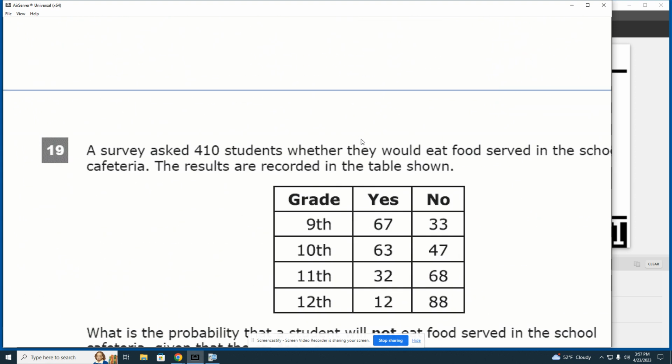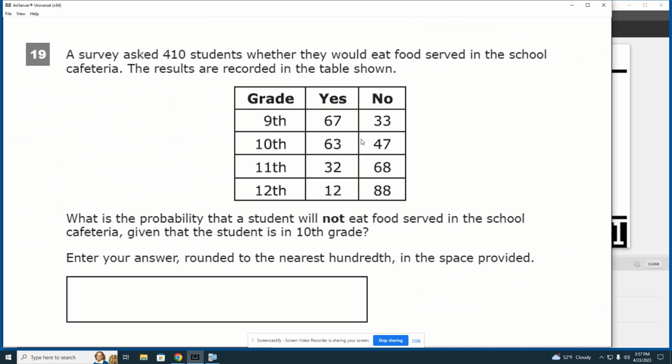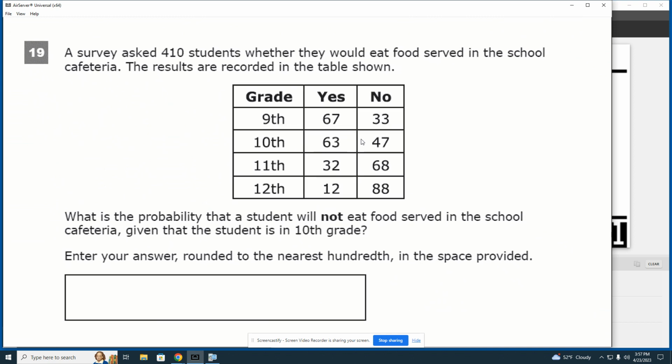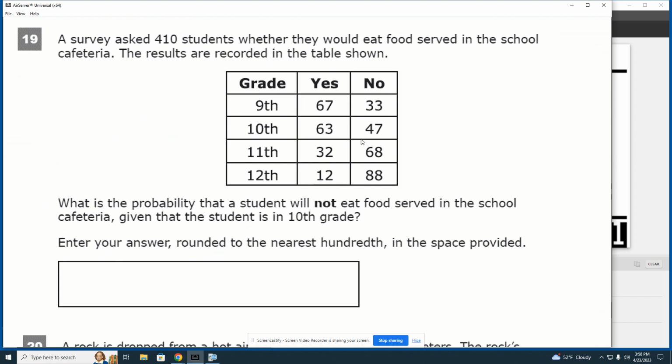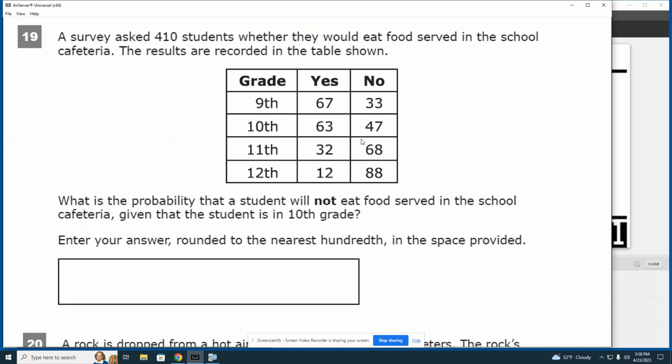Okay? Moving on, number 19. A survey asked 410 students whether they would eat food served in the school cafeteria. The results are recorded in the table shown. So there you have all your different grades in high school, and you got yes or no. It says, what is the probability that a student will not eat food served in the school cafeteria, given that, and we talked about this when we were doing probability, given that is going to narrow what group you can actually look at. So this says given that what?